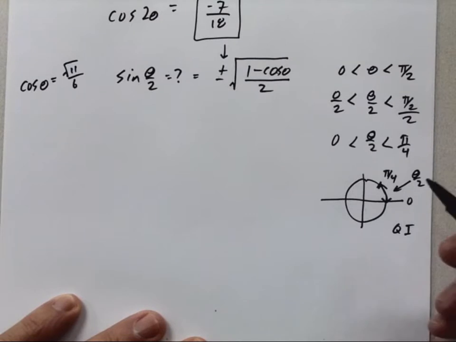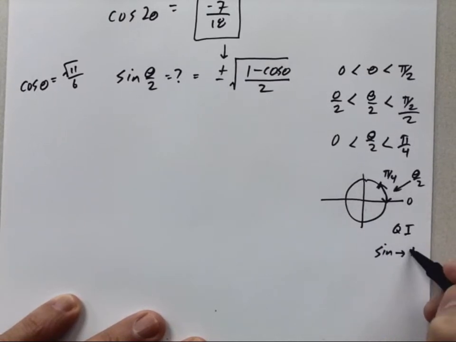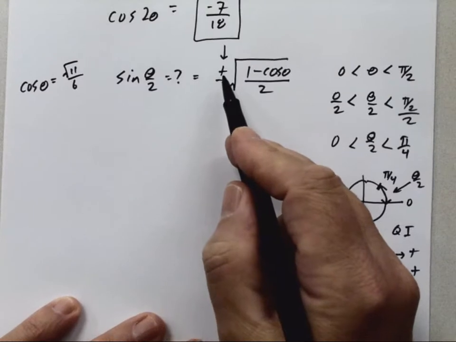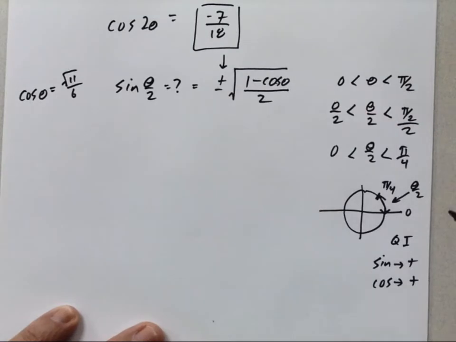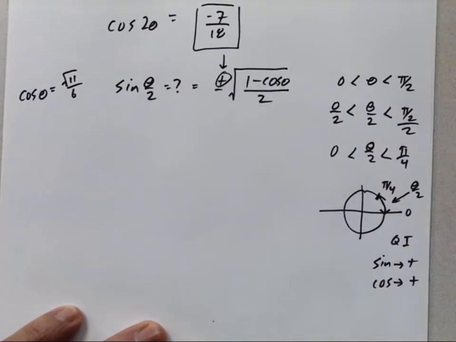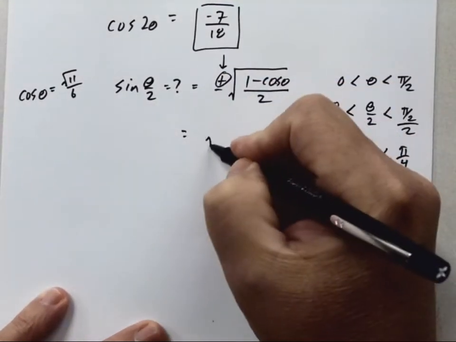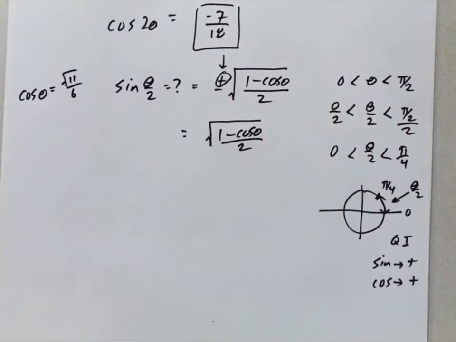Why is that important? Well, in quadrant 1, what is the sine? Positive or negative? The sine's positive. In quadrant 1, what's the cosine? Positive or negative? It's positive. Therefore, this tells me now, you know what? For this problem, since theta over 2 is in the first quadrant, I choose the positive here. For this problem, this is going to be the formula I use.